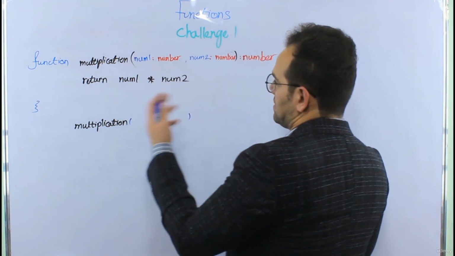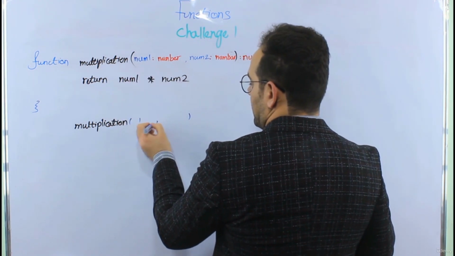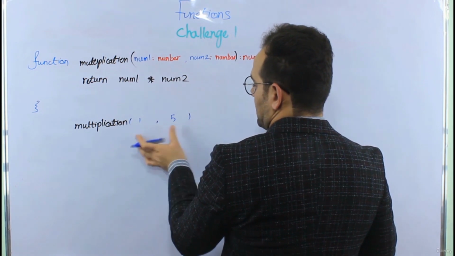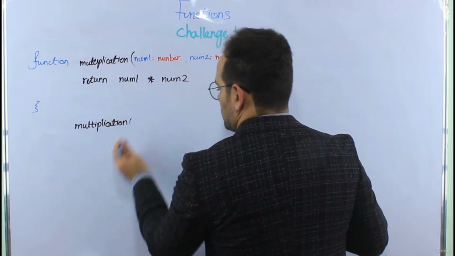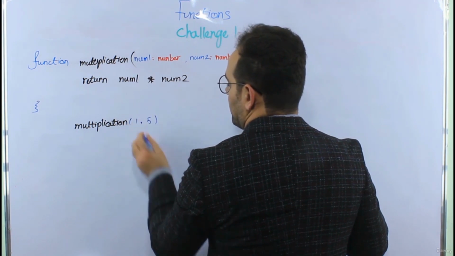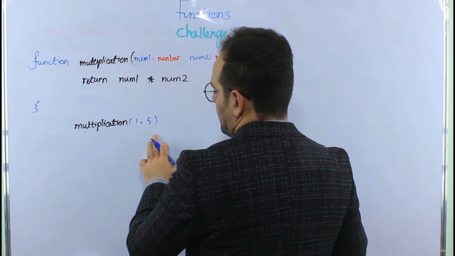And then passing in the values that we want. So for num1, I could do 1, and for num2, I could do 5. I could just shorten that. So it's 1 and 5. And num1 times num2, that is going to be 5.